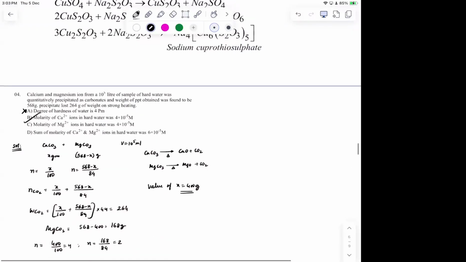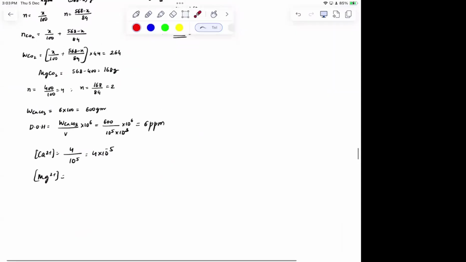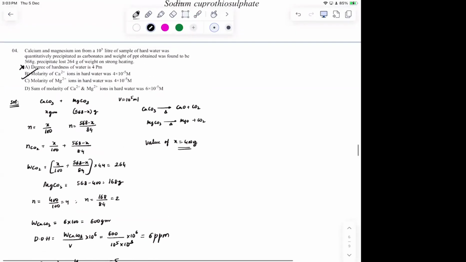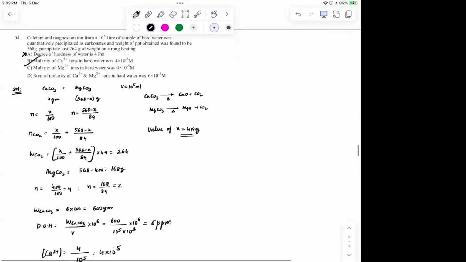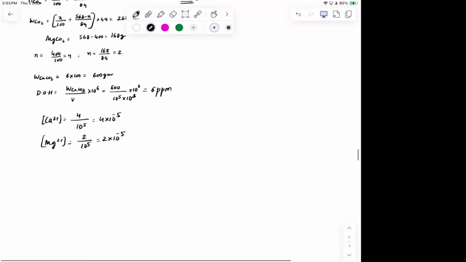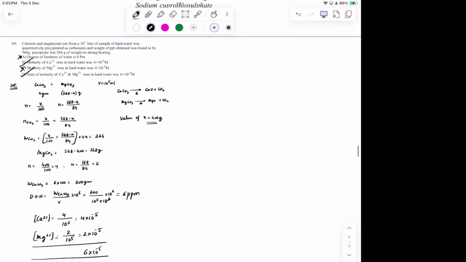Next, about magnesium. If you notice magnesium, Mg2 plus, how much do we have? Number of moles is 2. So 2 divided by the same volume, 10 raised to power of 5. So 2 into 10 raised to power of minus 5. So this is also incorrect. So C is also incorrect. Next. Sum of molarity is 6 into 10 raised to power of minus 5. Correct. That is correct. So D is correct here. Please check it out, everybody.